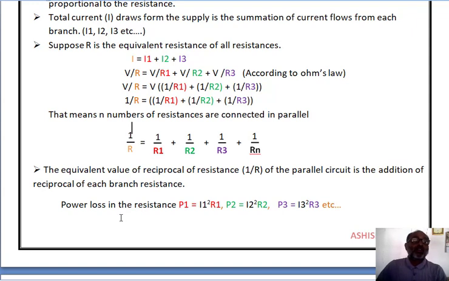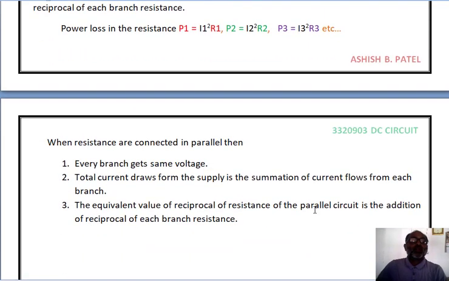Now power loss also occurs in the resistances which are connected in parallel. So the power loss in resistance R1 is P1 equal to I1 square R1. In resistance R2, P2 is equal to I2 square R2, and in resistance R3, P3 is equal to I3 square R3. When the resistances are connected in parallel, we can say that first, each branch gets the same voltage.